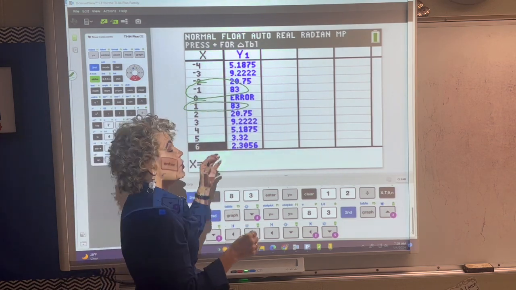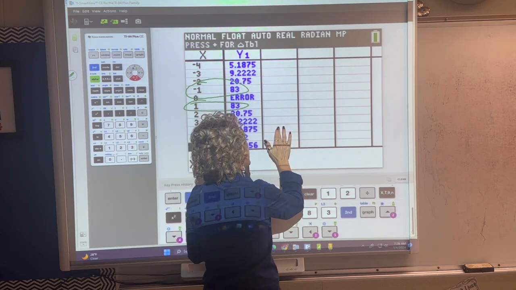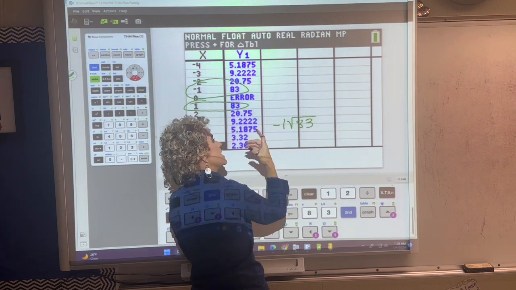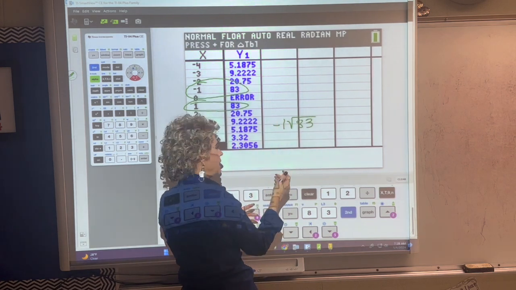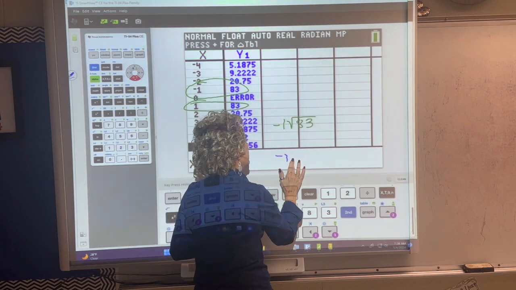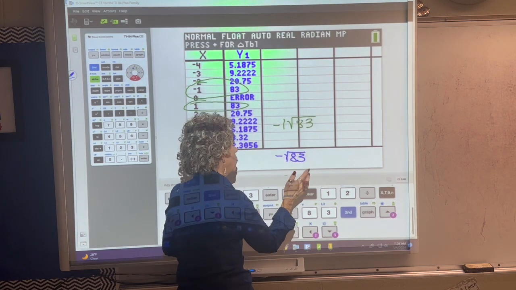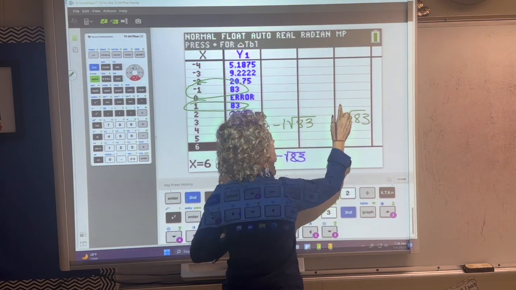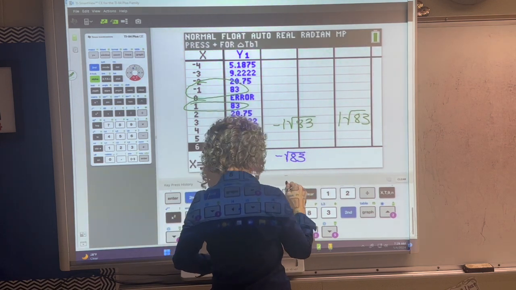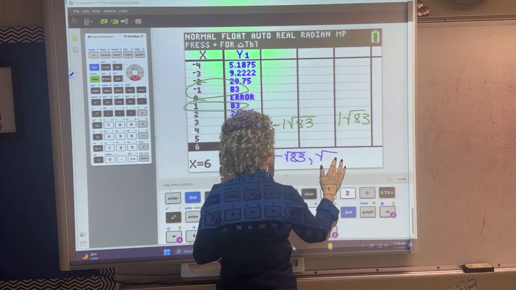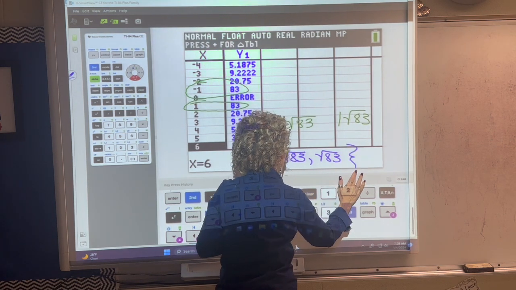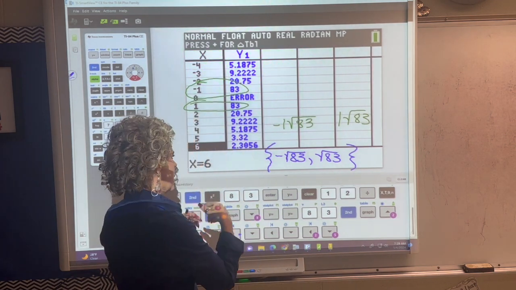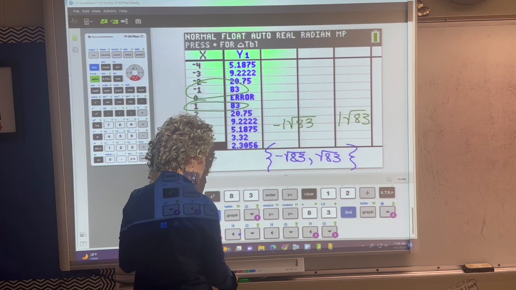Those are my answers. Technically, the negative 1 is outside the radical. Inside the radical is 83. But it's not proper form to write a negative 1, so we simply write negative square root of 83, and then of course we have our positive 1 square root of 83, but again, it's not proper to put that 1 out there. So I have a negative square root of 83 and a positive square root of 83, and we write our answer in least to greatest in solution set form. Negative square root of 83 and a positive square root of 83.